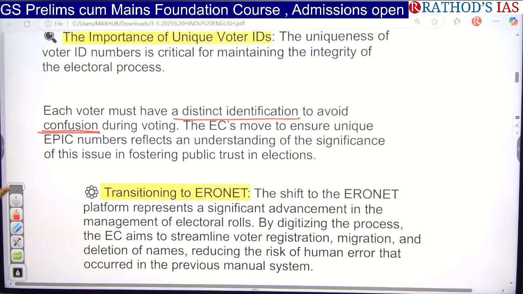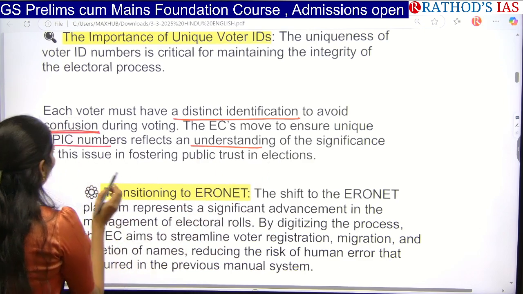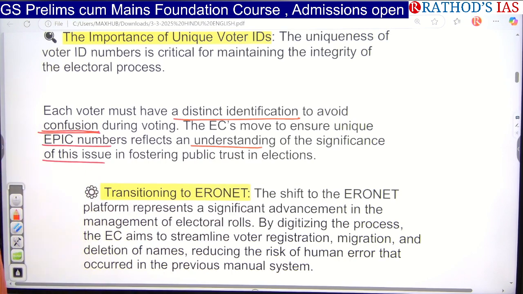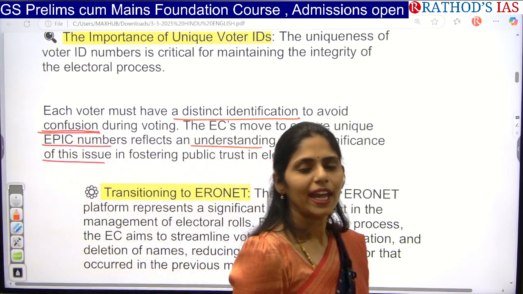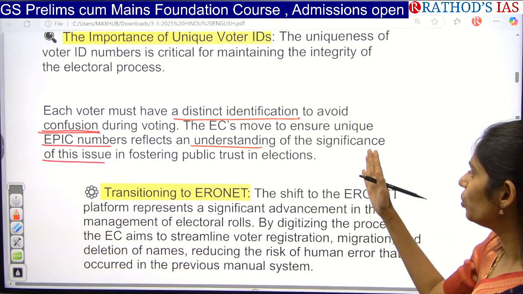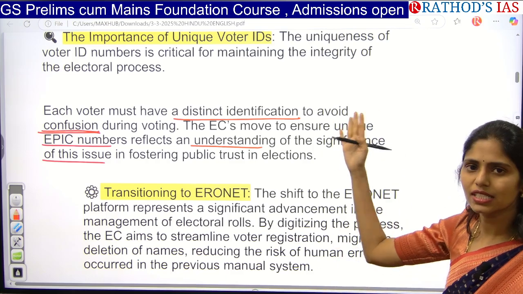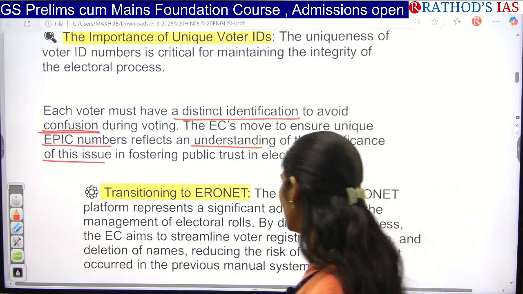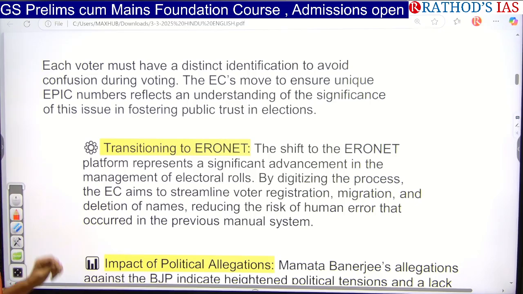So here the Election Commission of India is going to ensure unique numbers, which will reflect an understanding of the significance of this issue. What happens whenever there is an increase of duplicate voter IDs? Can we ensure trust among the people regarding elections? No. So to maintain and improve this public trust in elections, this step is going to be taken by ECI.